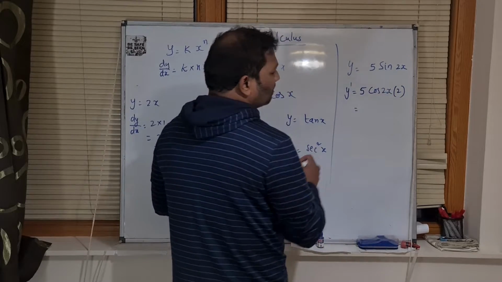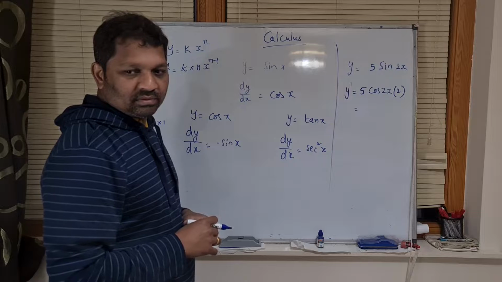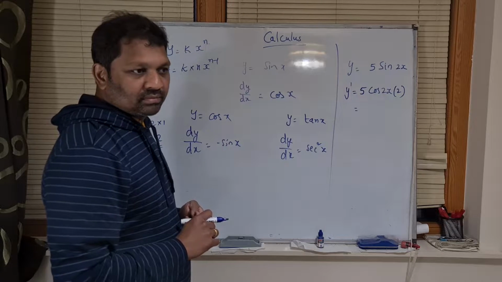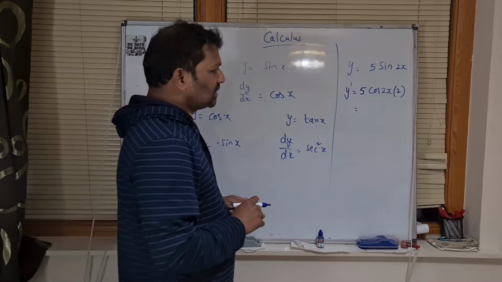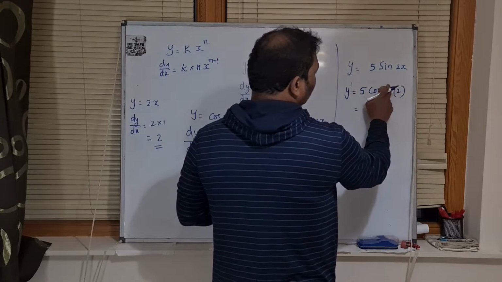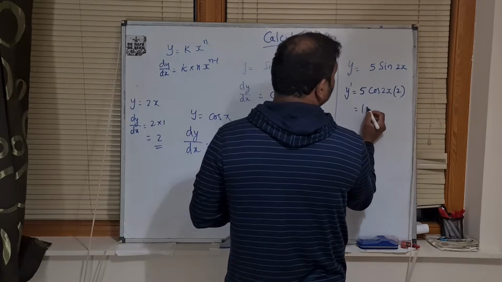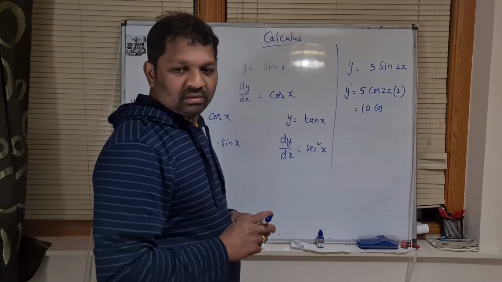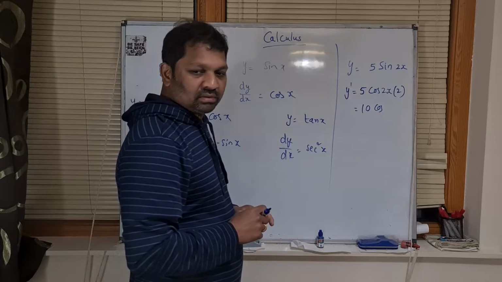So what next? How can you further simplify it? Is it 5 cos 4x? That's incorrect. This is the multiplier which is multiplying the whole of it. It is 10 cos 2x. How did you get 10 here? 2 times 5.